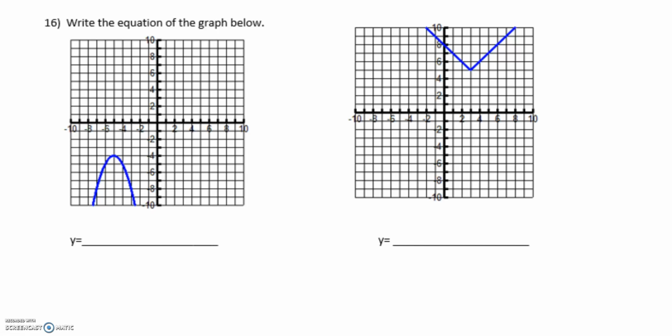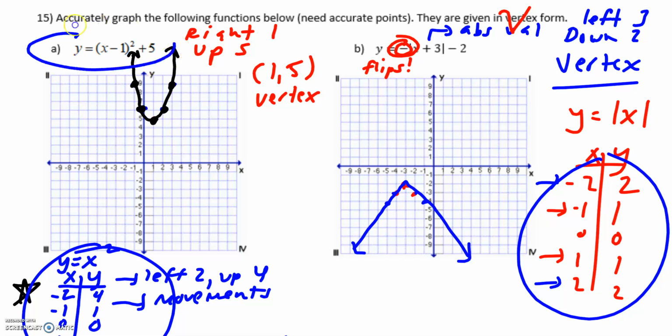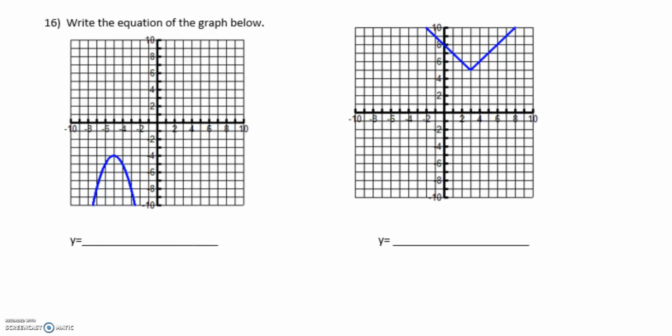Last but not least, number 16. 16 gives you the graph, and we're trying to go backwards to find something like A or part B in that format. So we already gave y equals, so let's first figure out where the vertex is, because that helps determine how I could write my equation. Looks like my vertex here is at -5, -4, so I'm going to write that here. And this is a U shape, which means I have a parabola. So it's going to be in the form x minus h squared plus k, h and k being your vertex.